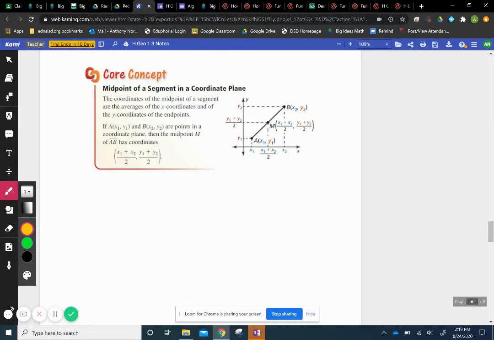So, midpoint of a segment in a coordinate plane. This looks really complicated, but it's simple. For once, don't worry about the picture. I'm going to leave it there so you can look at it, but you don't need to. So what we're saying is this is how you find the midpoint of one dimension.